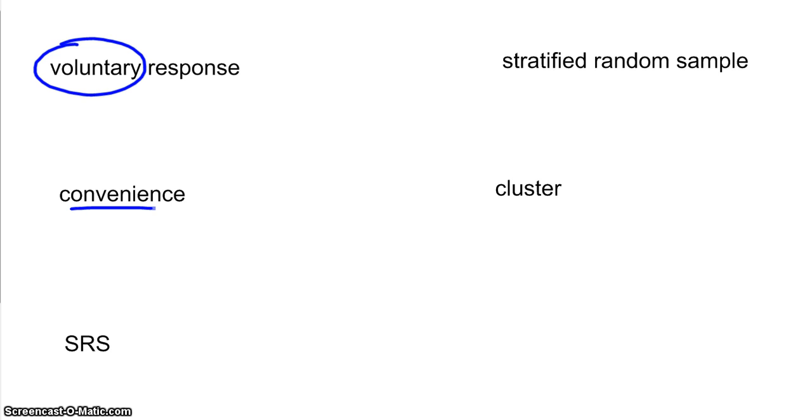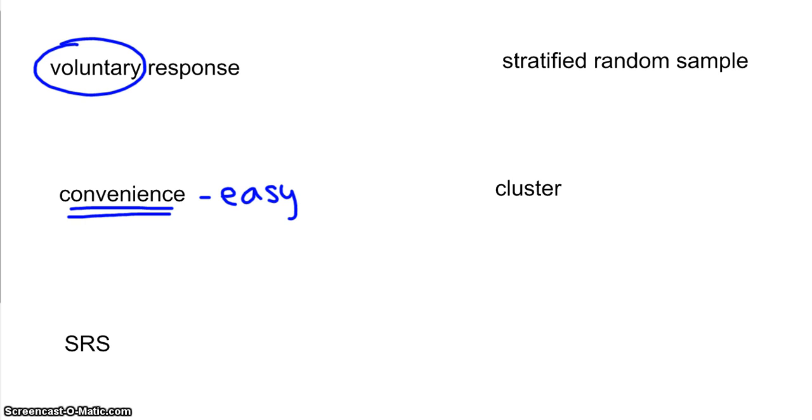Second type is what we call a convenience sample, because it's convenient, it's easy. So I'm just going to hand out a survey to my class. That's easy for me. I'm just going to talk to the first 10 people that walk into school one day. So it's convenience. And the problem is sometimes you don't get data that's actually representative of the whole population when you use the convenience sample.